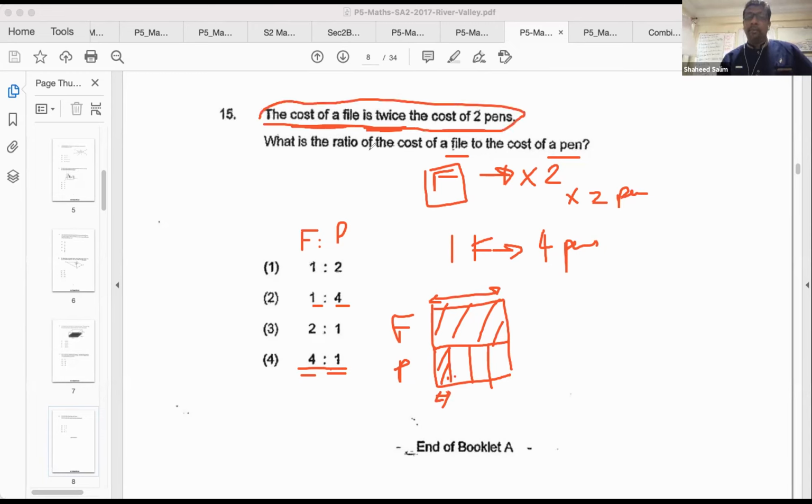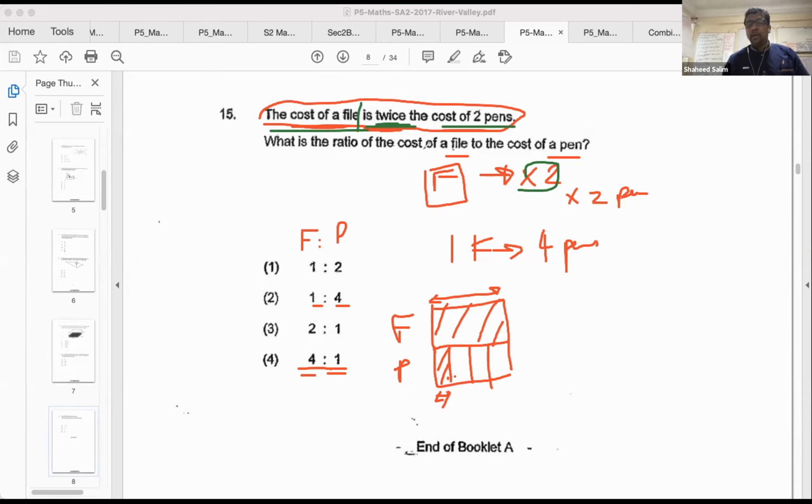So what do you mean by break this down? I show you what I mean. I read it step by step, part by part. The cost of a file, we are talking about the price of 1 file, is twice. Twice is 2 times. The cost of 2 pence. 2 pence times 2, 4 pence. So 1 file is 4 pence. 1 file is the same as 4 pence.